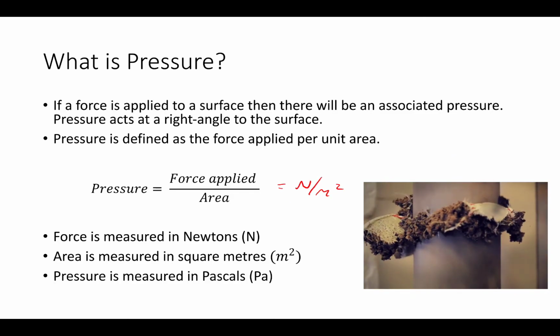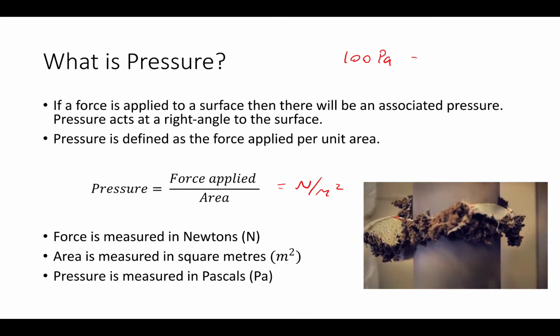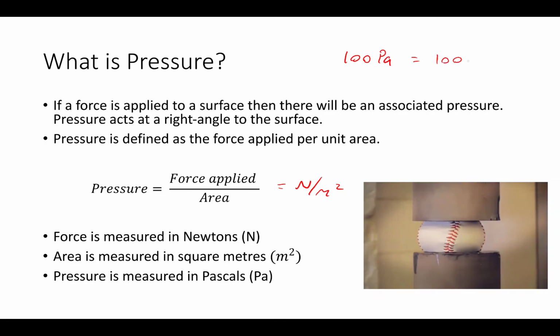Or pascals. So pressure is measured in pascals. So for example, 100 pascals of pressure is 100 newtons per square meter.